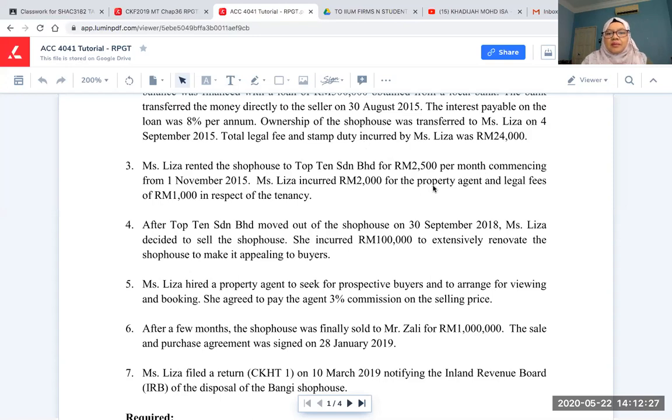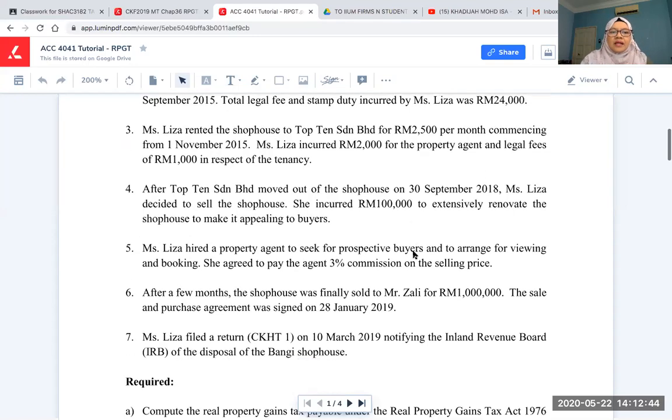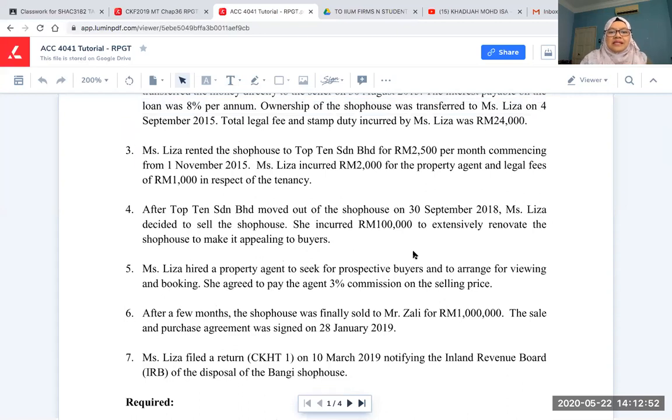Similarly, the property agent and legal fees that you incurred are all part of the allowable expenses incurred for the rental income. Okay. Note number 4. After the top 10 student moved out of the house on 30th September, Miss Liza decided to sell the shop house and incurred 100,000 to extensively renovate. So we have to see where this 100,000 renovation goes. Is it part of your acquisition price, or is it part of your disposal price?